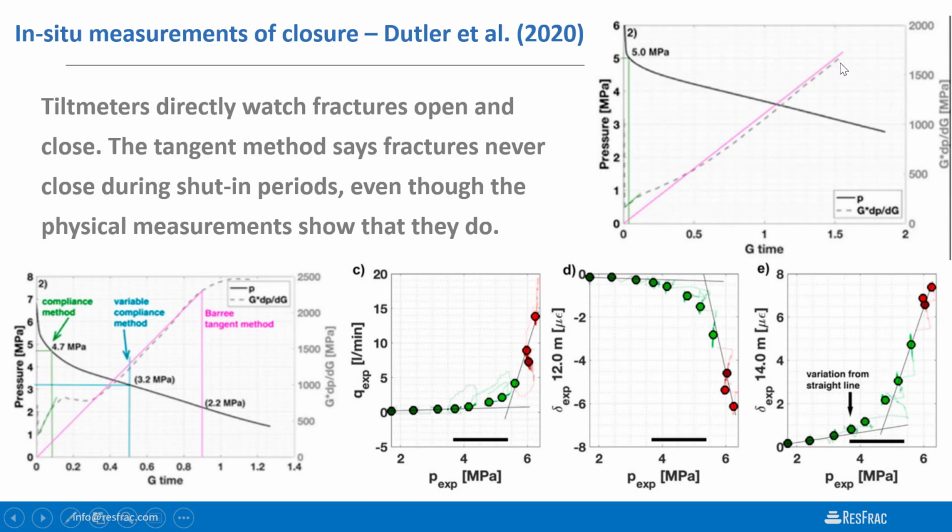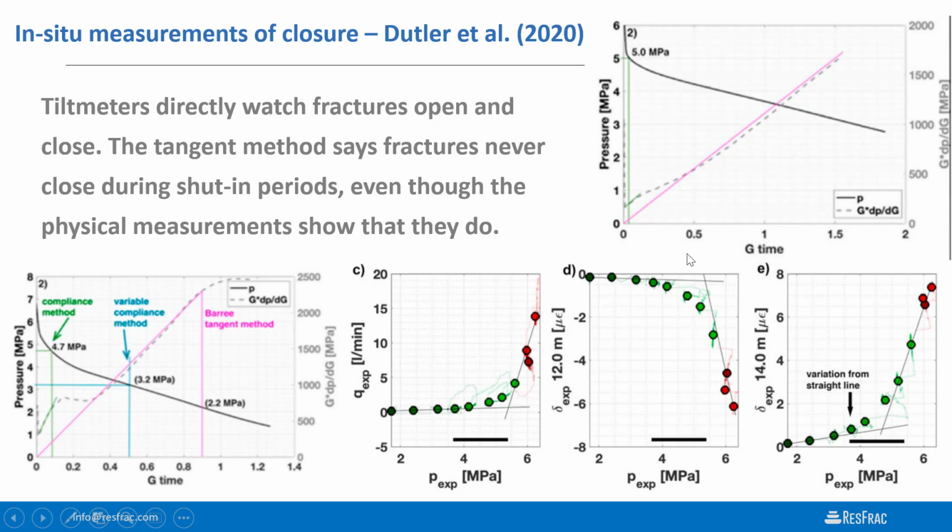Would say the fracture never closed even once it got down to 3. So if you go through this paper over and over, what they're showing here is, again, the actual physically measured fracture closure from the strain measurements and the tilt was around here, but the tangent method is coming in far lower.